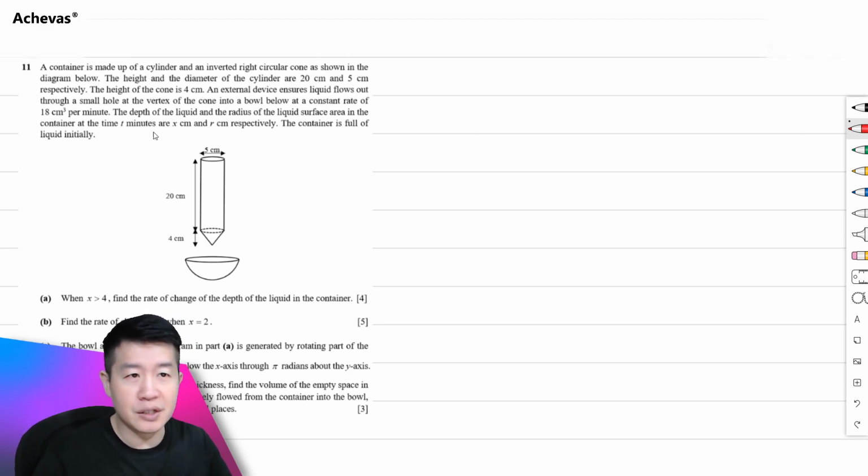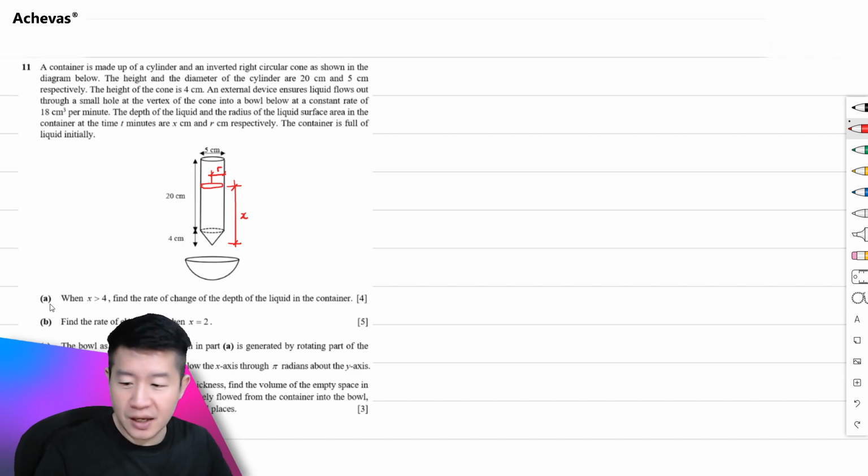So according to this question, x is going to be the depth of the liquid that is inside. So let's say the liquid is here, then x is going to be this. And the radius of the surface is r. Okay, so this is r.